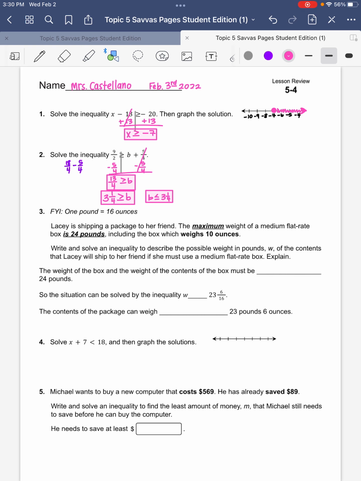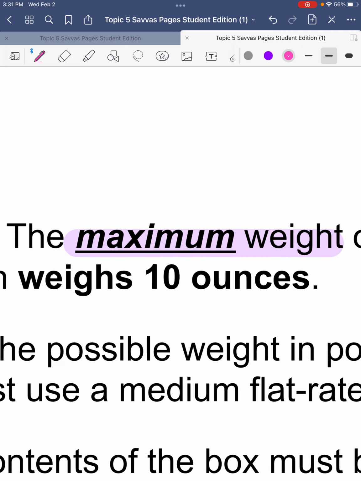Okay, so the weight of the box and the weight of the contents of the box must be something compared to 24 pounds. And if we read our problem very carefully, we know that the maximum weight of the box and contents is 24 pounds. It cannot exceed that. So maximum is our key word. Look at your reference sheet that I gave you yesterday. What inequality symbol goes with maximum? If you said less than or equal to, you're correct.